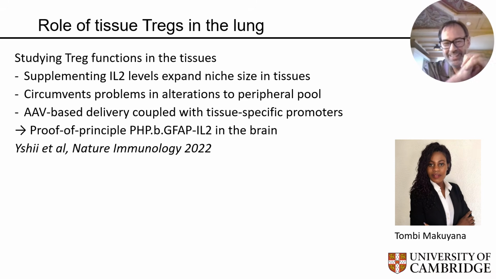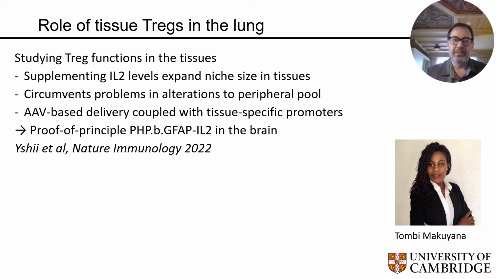Okay, I'm going to go back onto the science now and talk about the role of tissue Tregs in the lung. Now, when we're studying regulatory T cell functions in the tissues, one of the ways that we can study them is to expand the population up to higher levels. And a good way to do this is to supplement the key food for regulatory T cells, which is IL-2, and boost that up in amount in a particular tissue. This essentially boosts up the niche size for the regulatory T cells so that when they go into that tissue, they can survive longer, they can proliferate a little bit more, and you have got a boost of the number of regulatory T cells inside that tissue.